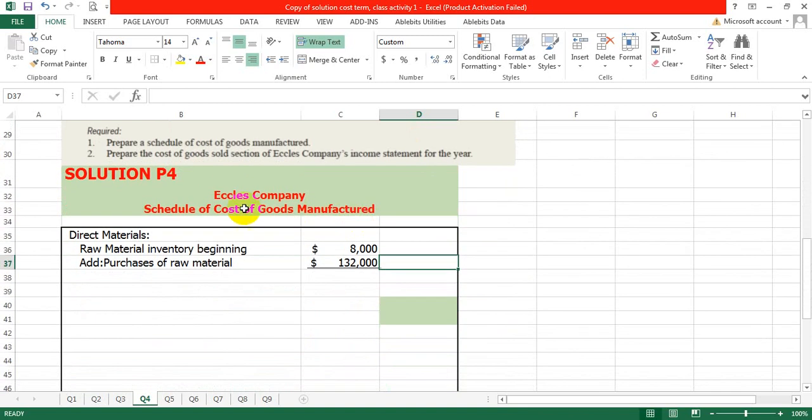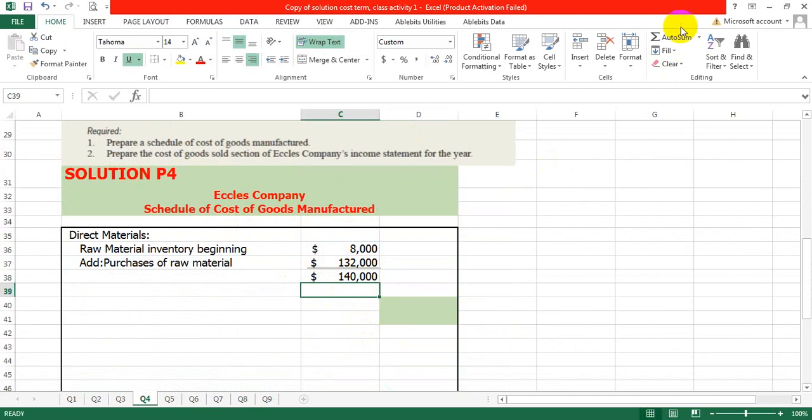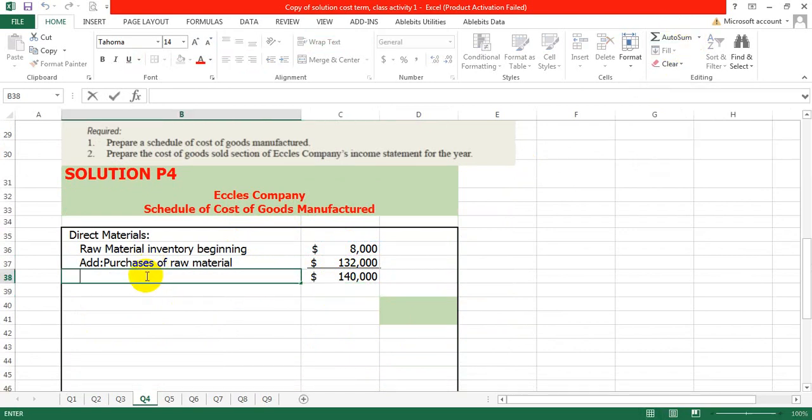Now what is the value of these two? 1 lakh 40 thousand. Again, I will add these two values. You can directly apply the formula of sum, you can apply it on individual cells as well, or you can do it by auto sum. It's up to you how you calculate. Raw material available for use is 1,40,000.